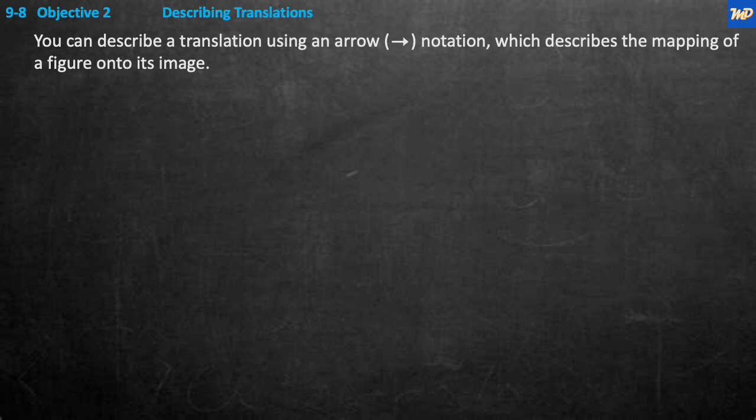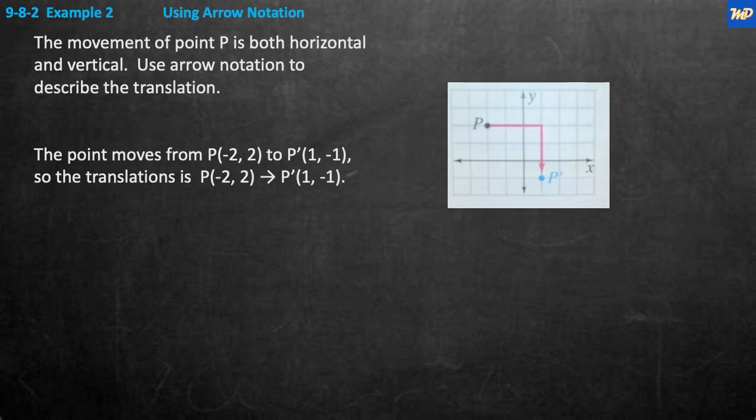It says you can describe a translation using an arrow notation. And the arrow notation is just that, this little arrow right here. You'll draw that arrow to show that it's translated from one position to another, which describes the mapping of the figure onto its image. Okay, so we're going to see how that's done shortly here. Example 2, using arrow notation.